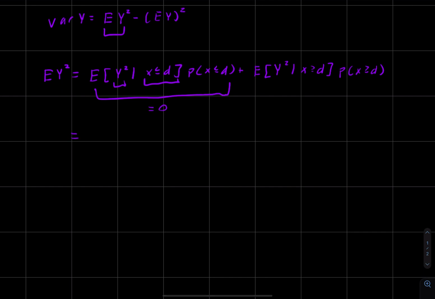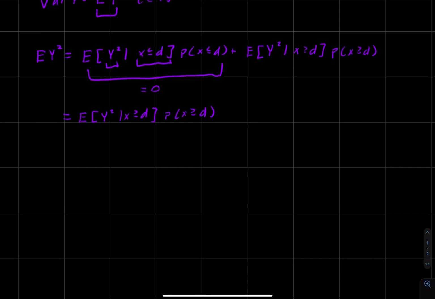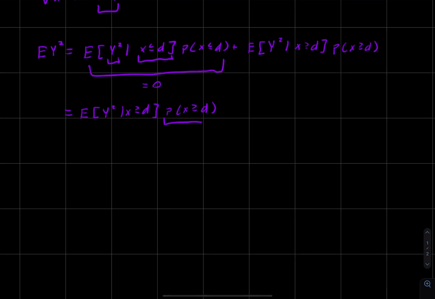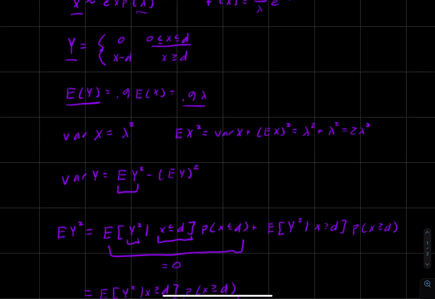And so really this is just E of Y squared, given that X is greater than or equal to the deductible, times the probability that X is greater than or equal to the deductible. And so from here, what can we do? Well, we need to figure out what this probability is, that X is greater than or equal to the deductible.